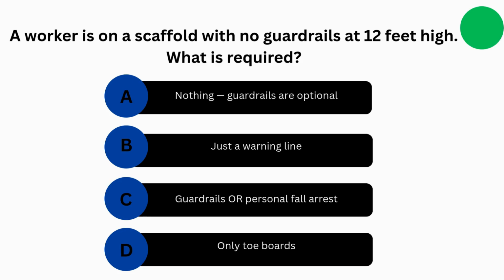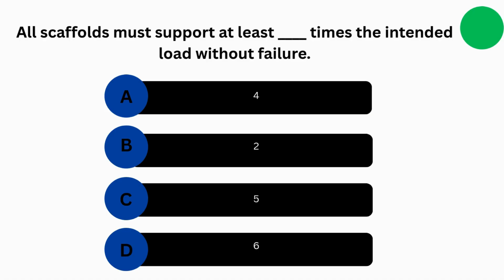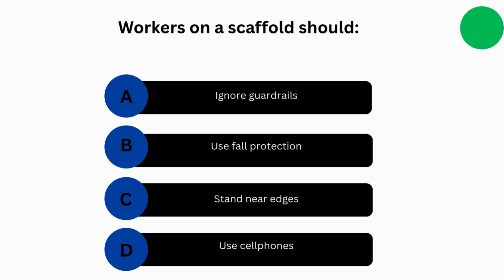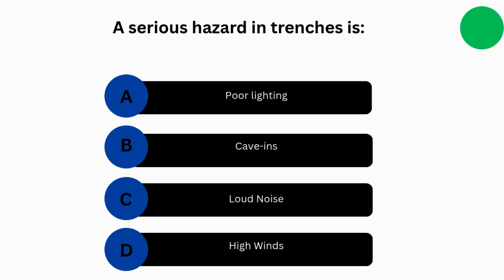fiberglass ladders. A worker is on a scaffold with no guardrails at 12 feet high. What is required? Guardrails or personal fall arrest. All scaffold must support at least blank times the intended load without failure. 4. Scaffolding platforms must be free of debris. Workers on a scaffold should use fall protection.